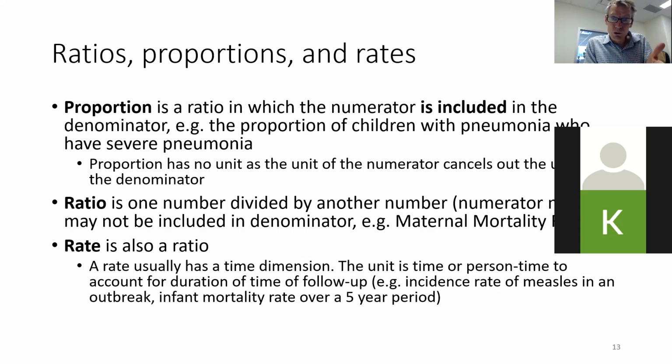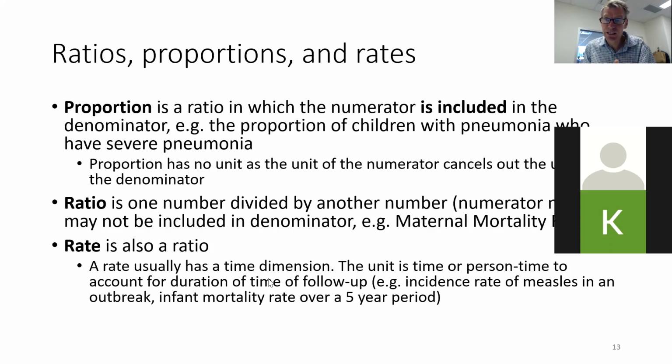But you could also say, well, what's the proportion of children with pneumonia who have severe pneumonia? And in that case, the numerator would be those with severe pneumonia divided by all the children with pneumonia. All right, it's a different fraction, a different proportion. And so we need to really understand what proportions are, and then there's the term called a rate. A rate is again a proportion. A rate usually has a time dimension.